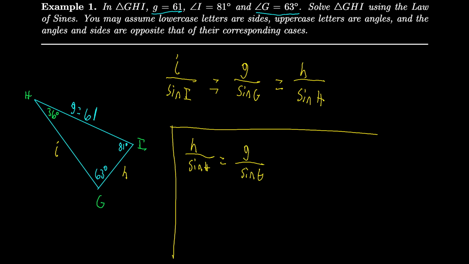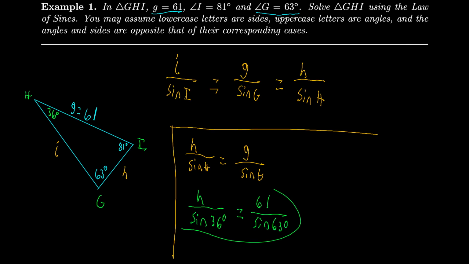then I just solve for h, shove it into a calculator, and I'm done, which is exactly what I'm going to do. So I know that little h is who knows. I don't know what side this is, so that's what I don't know. So it'll be h over the sine of, but we know that big H is 36 degrees, so I'm going to write 36 degrees. Equals, I know little g is 61, so I'm going to write 61 over the sine of, and then I know that big G is 63 degrees, so I'm going to write 63 degrees.